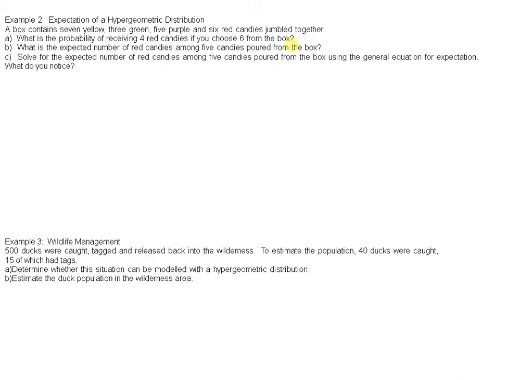The box contains 7 yellow, so we'll write this down right away. 7 yellow, 3 green, 5 purple, and 6 red candies all jumbled together. Okay, so immediately I'm thinking, how many do we have all together? Well, 7 plus 3 is 10, 5 plus 6 is 11, so 10 and 11 is 21. Okay, so I get a total of 21.